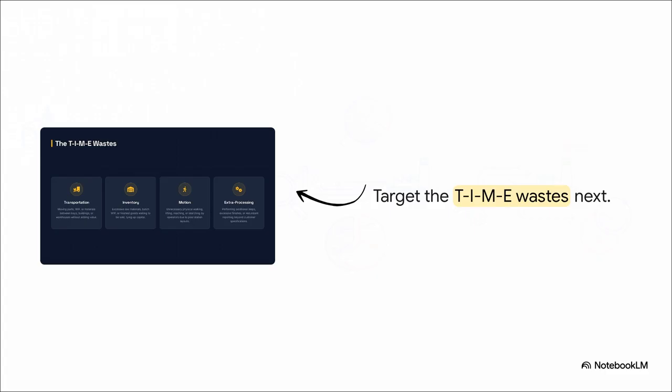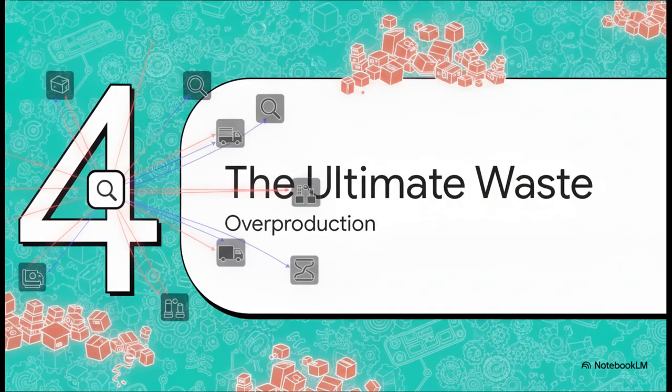I is inventory. Think of excessive raw materials or finished goods just sitting there, taking up space and totally tying up capital. M is for motion. This is unnecessary physical walking, lifting, reaching, or searching by operators, all because of a poor workstation layout. Finally, E is extra processing. Basically, doing more work than is necessary, like over-engineering, excessive finishes, or redundant reporting that goes way beyond what the customer actually asked for.